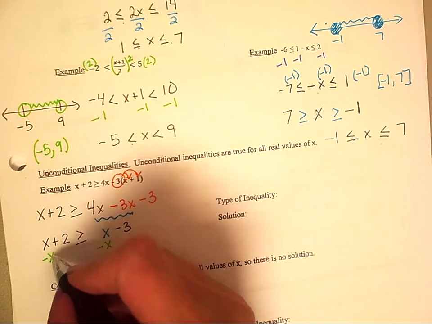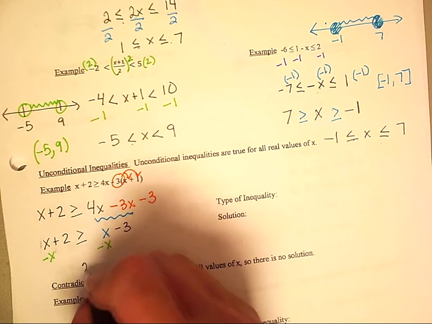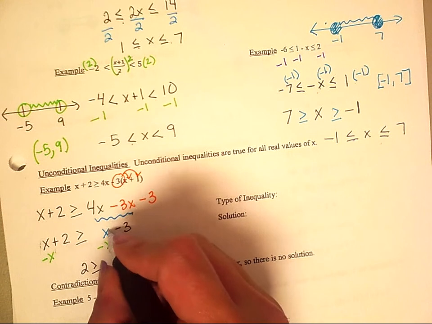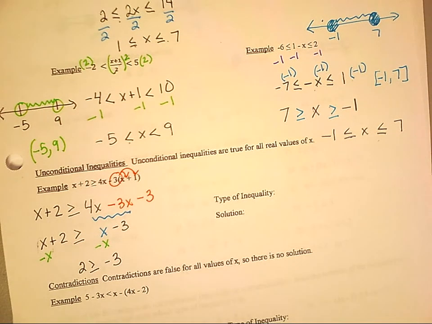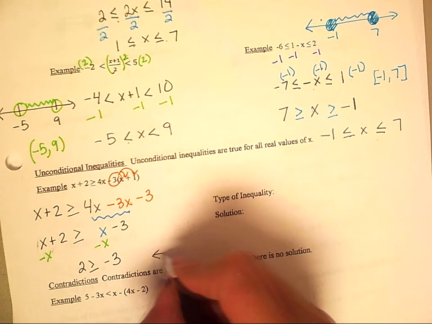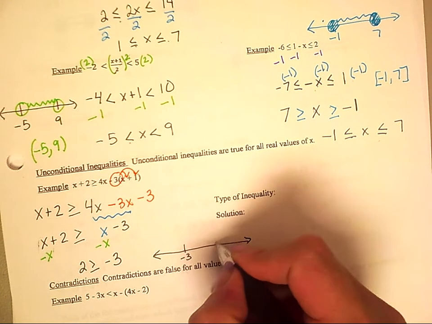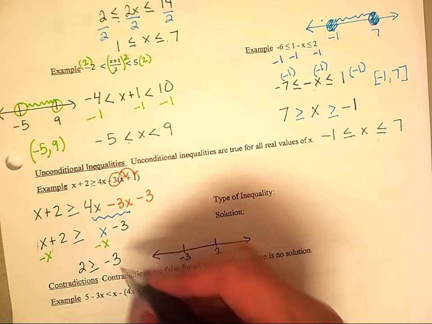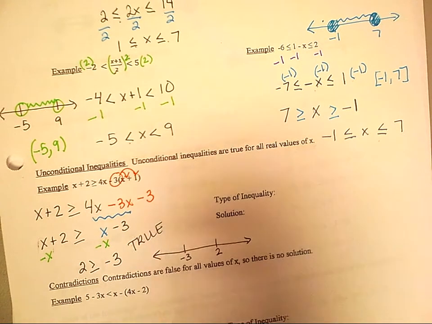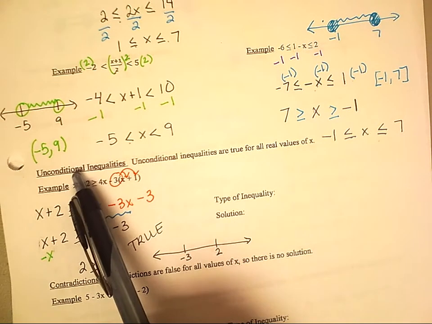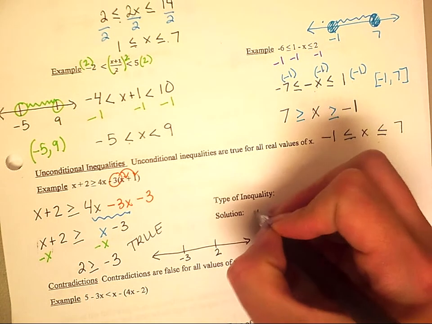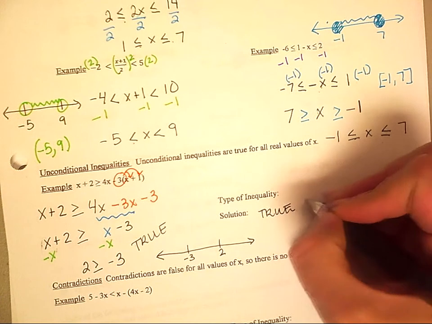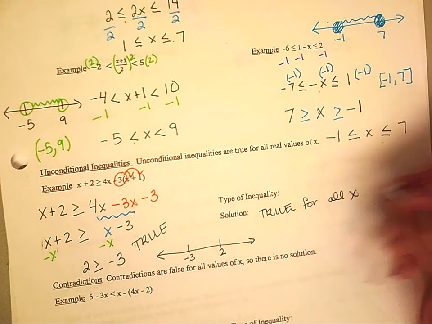Alright, now let's try and get x's on one side, so I'll subtract x from both sides. And what happens then is x minus x goes to 0, so we're left with 2 is greater than or equal to, and again on this side it becomes 0, negative 3. And this is a true statement. Here's negative 3 and here's 2. And 2 is greater than or equal to negative 3. So it turns out we're in one of these unconditional situations, it's true for all real numbers.